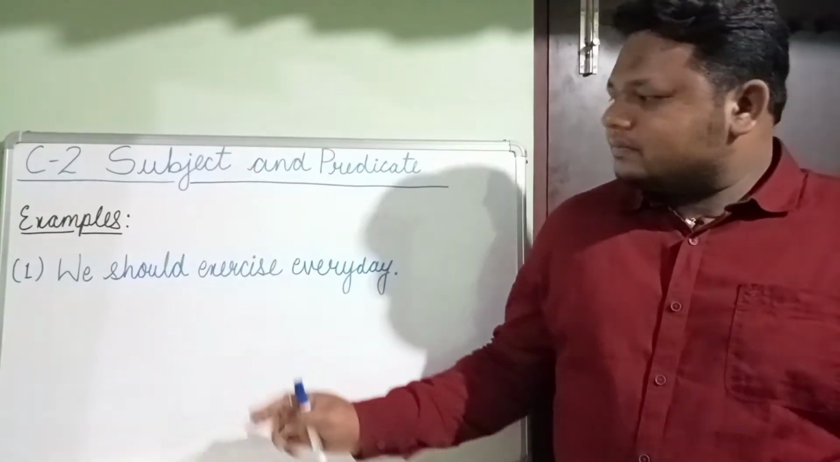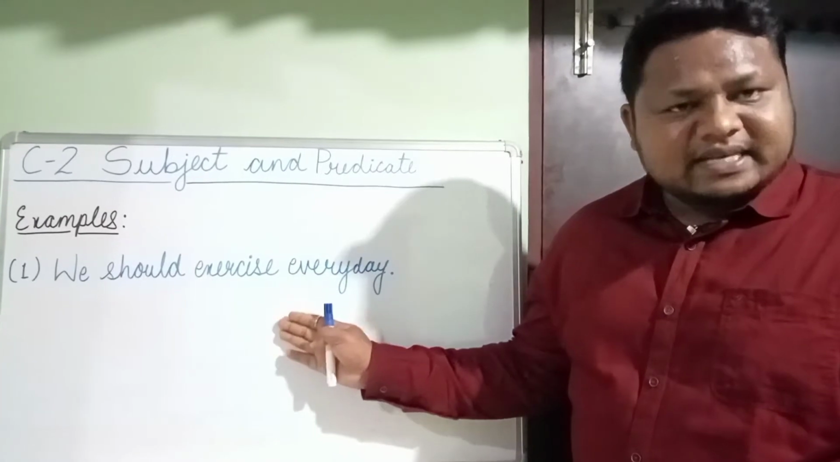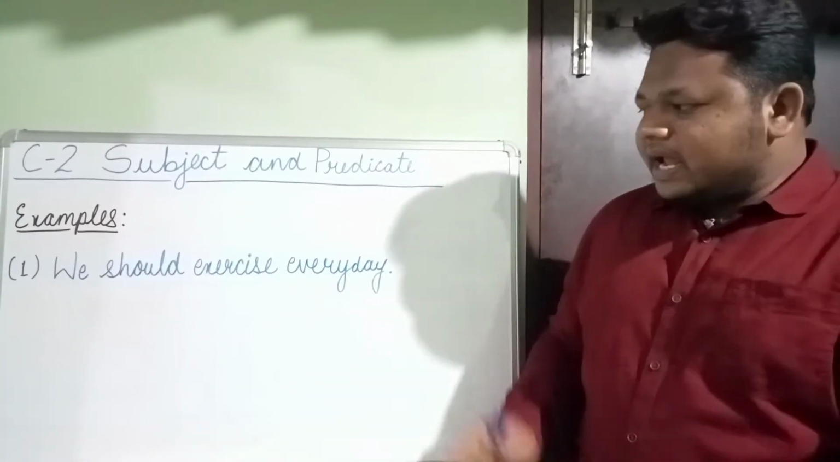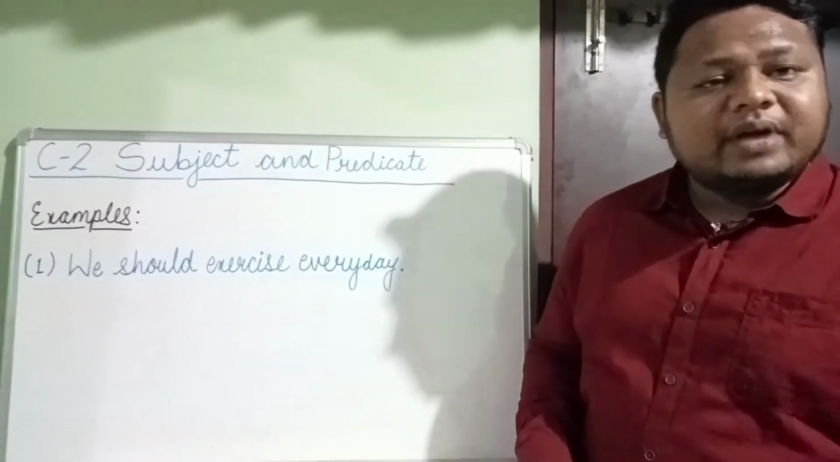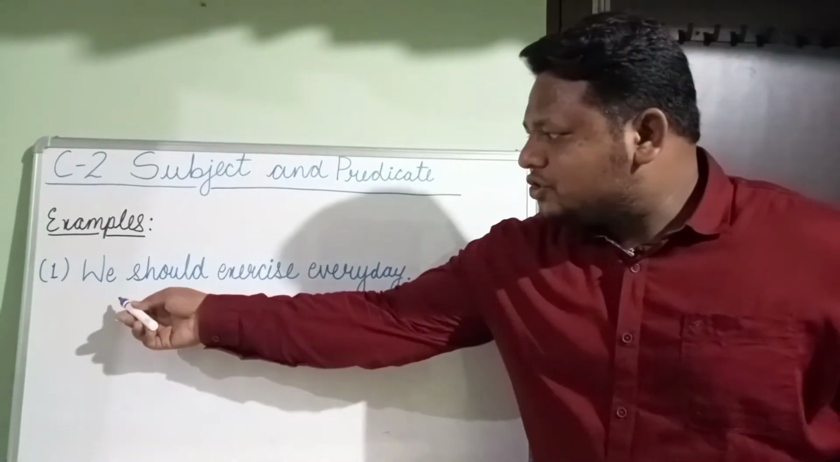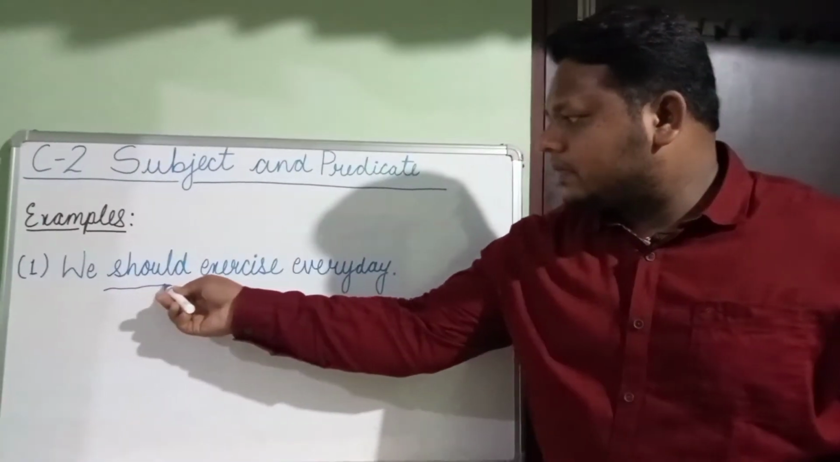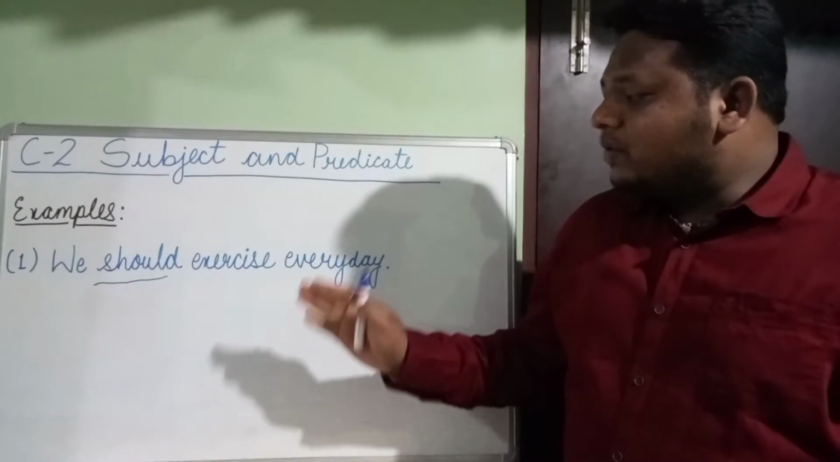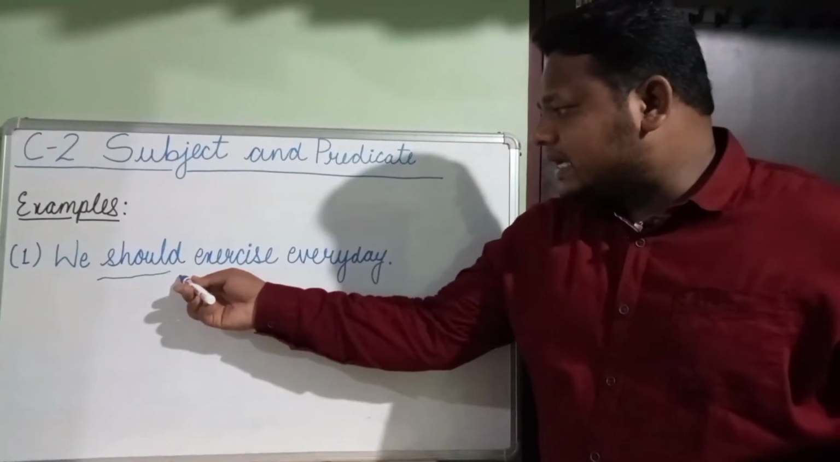Now, let us find out subjects and predicates in some sentences. Example 1. We should exercise every day. In this sentence, we have an auxiliary verb, should, and we have one main verb, exercise.